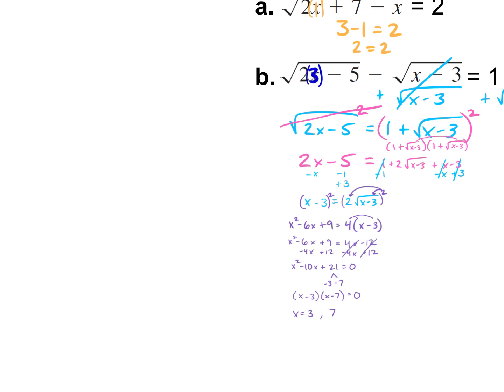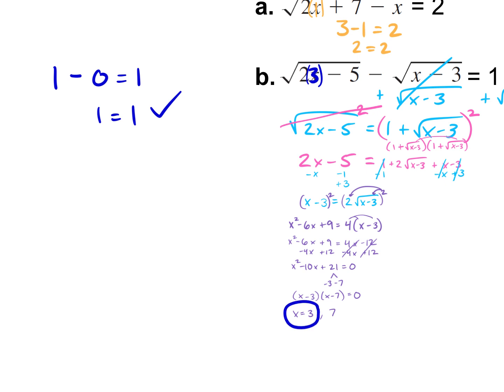2 times 3 would be 6. 6 minus 5 is 1. What's the square root of 1? 1. Then 3 minus 3 would be 0. What's the square root of 0? 0. And 1 minus 0, does that equal 1? Yep, so it works there. So 3 works as an answer.